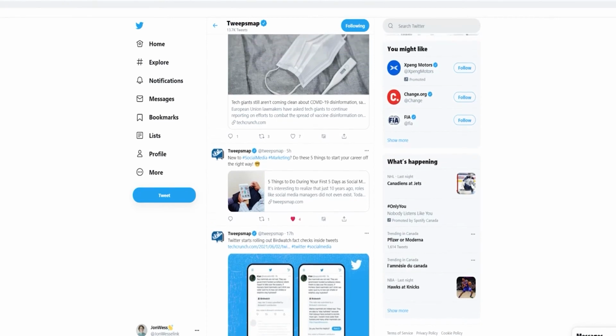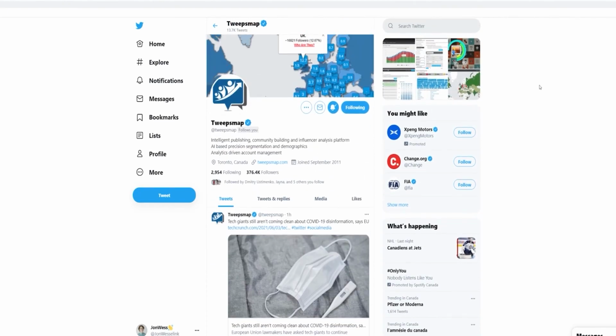The last point on a perfect profile is you want to make sure you have a good follower versus following ratio. It would be best if you follow less people than how many people follow you, because it'll show everyone that you have valuable information to share.